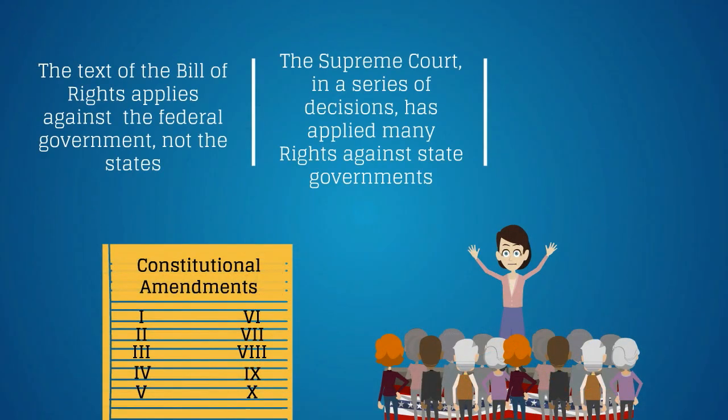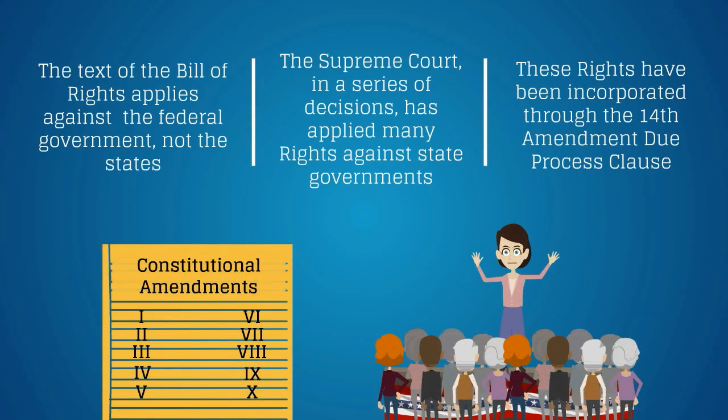To summarize, the text of the Bill of Rights applies against the federal government, not the states. However, the Supreme Court, in a series of decisions, has found that many of the rights and freedoms in the Bill of Rights apply against state governments. These rights have been incorporated through the 14th Amendment Due Process Clause.